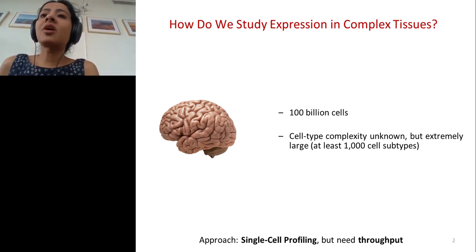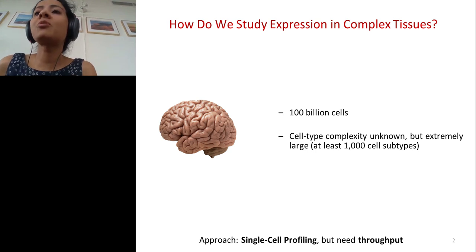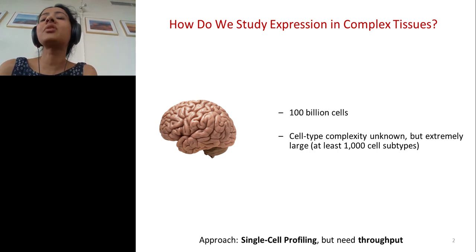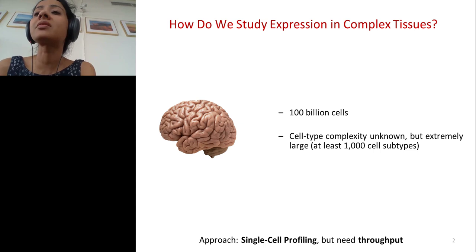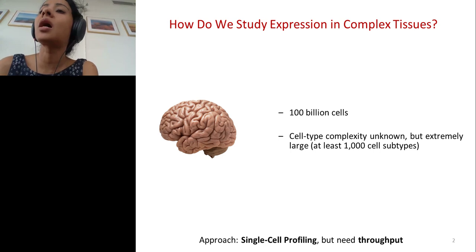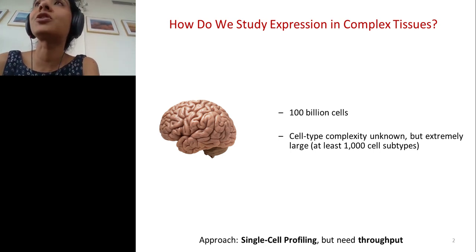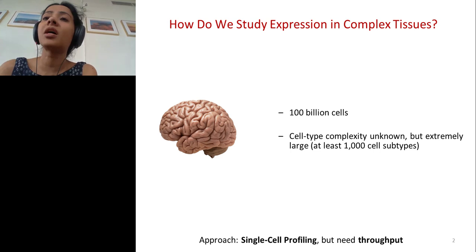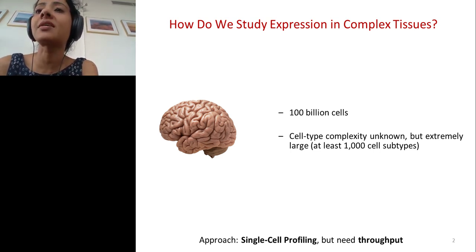So I'm going to start with gene expression in complex tissues. And I'm going to point out that we have the same DNA in our whole body, but we perform many, many different functions. We have many different cell types. For example, in the brain, we have 100 billion cells and at least 1,000 different neuronal cell types that do different functions. And that is just for the brain. For the rest of the body, there is an enormous complexity in cell types and functions.